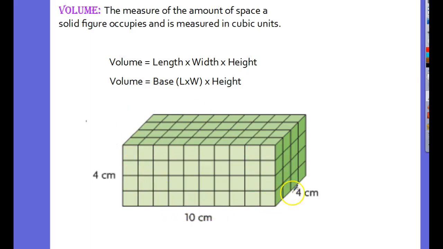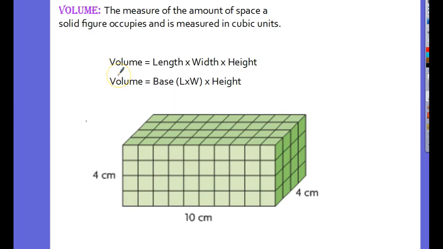So if you look right here, I have an example of a solid figure. When I'm trying to find the volume, I'm trying to figure out how much space this takes up in cubic units. So this is a cubic unit right here, this little square, and we can measure those in centimeters, feet, yards. It changes. In this case, we're measuring in centimeters though. And I'm going to find out how many of these little squares, these little cubic centimeters, there are in this whole cube or box.